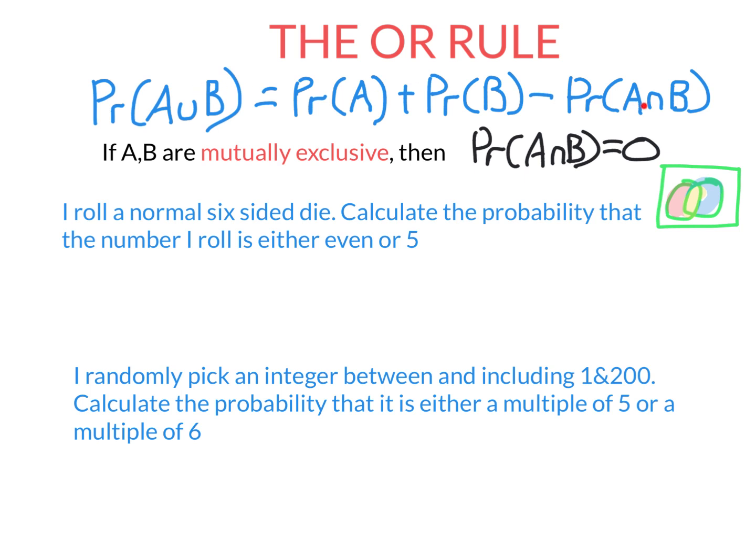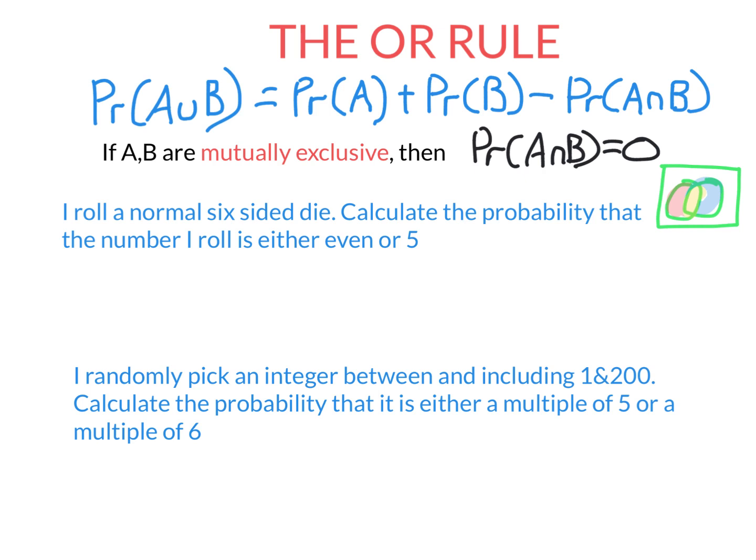A good thing about this rule is, unlike the rule we had for independent events, there's no condition here. This rule always works. The two events don't have to be independent. But it turns out if they are mutually exclusive, then this just drops off. This equals 0, and you can just add the probabilities.